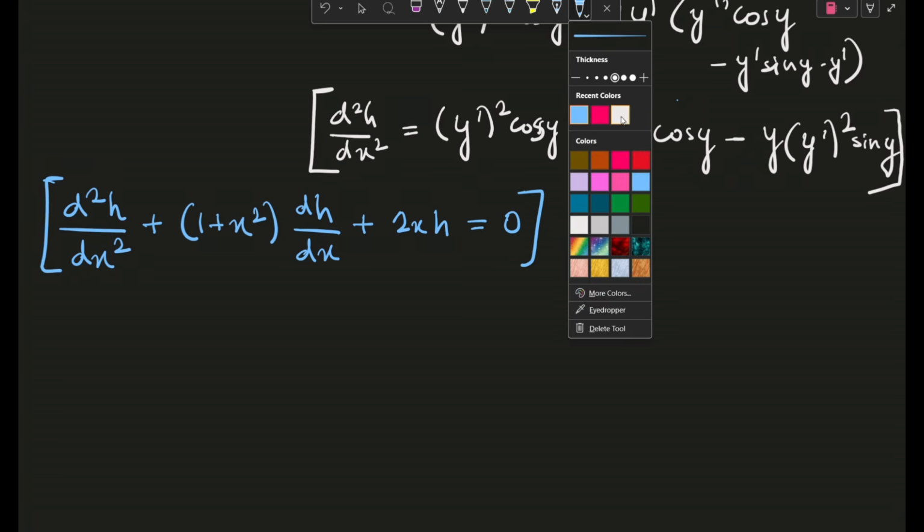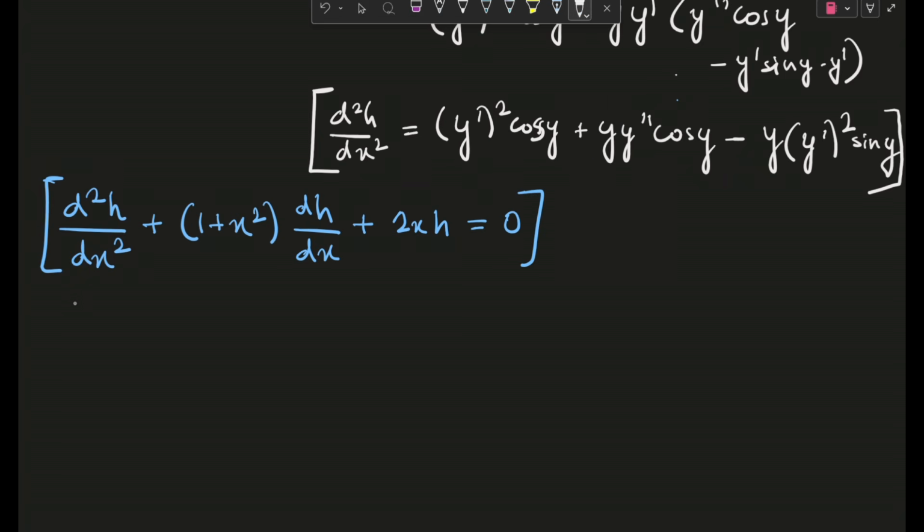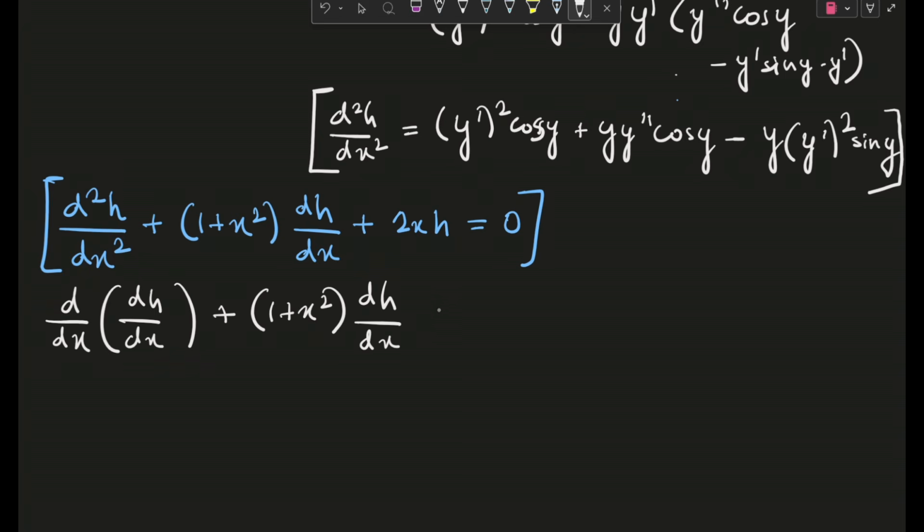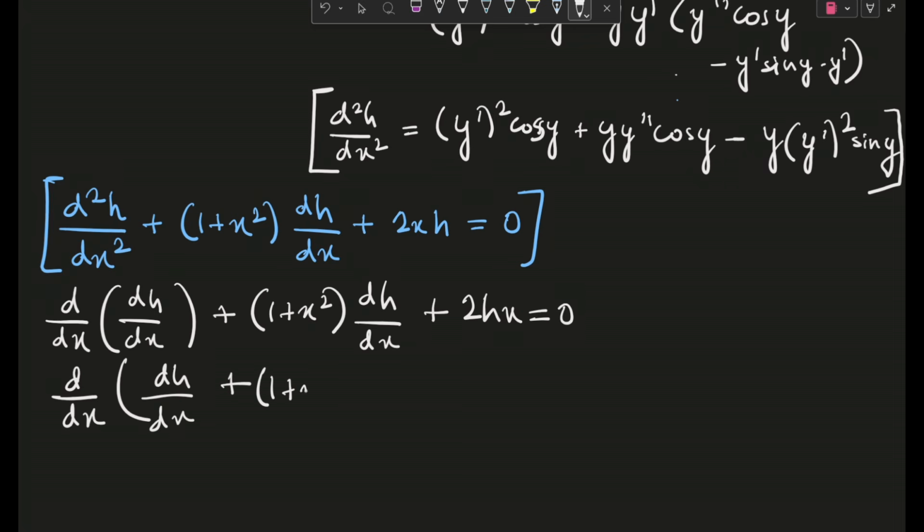Now guys, if you see this equation carefully, you can do something. We can write this as d/dx of dh/dx plus (1 plus x²) times dh/dx plus 2hx is equal to 0. If you have good practice of doing such sums, any differential equation, you will automatically understand that this expression is nothing but d/dx of (dh/dx plus (1 plus x²) times h) equal to 0.